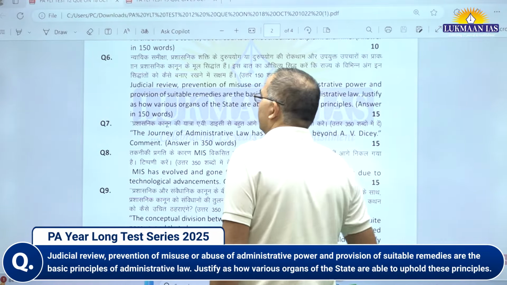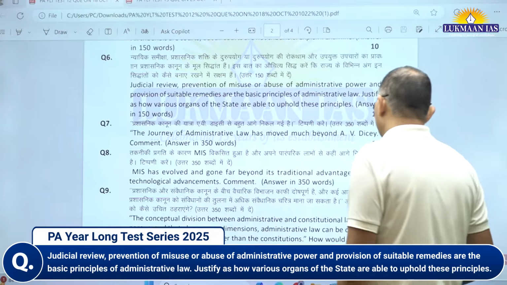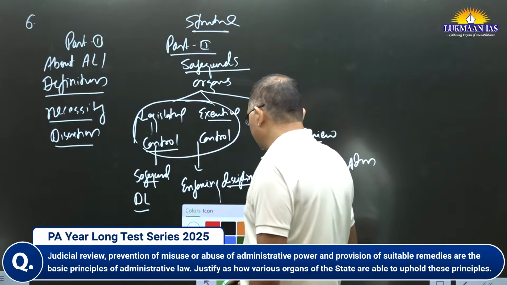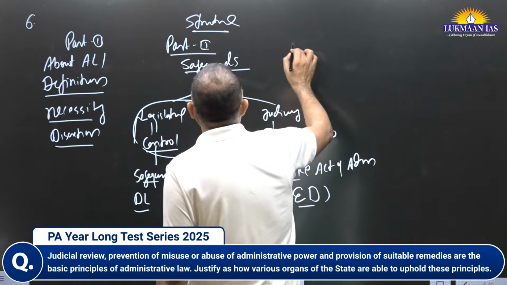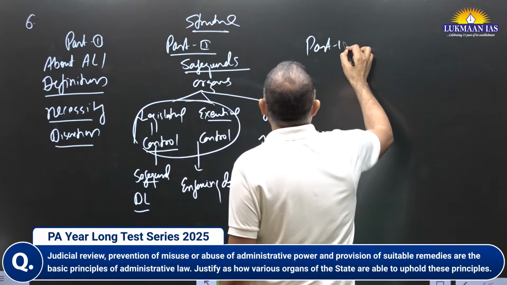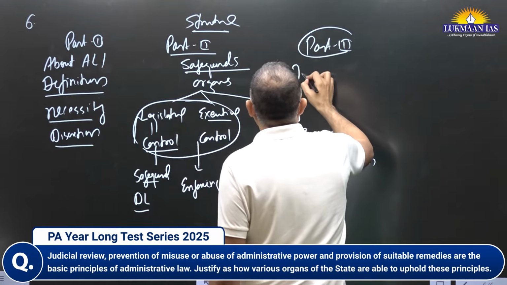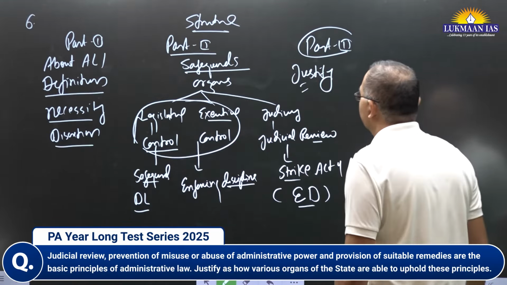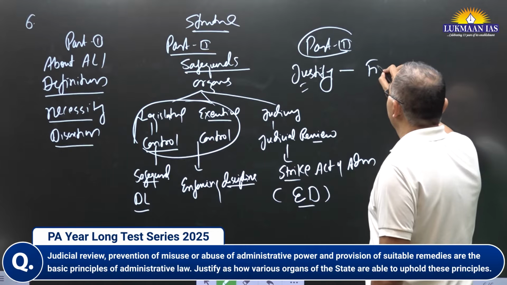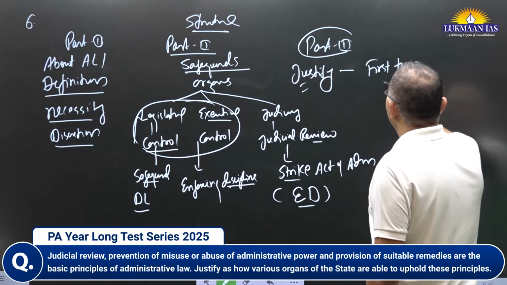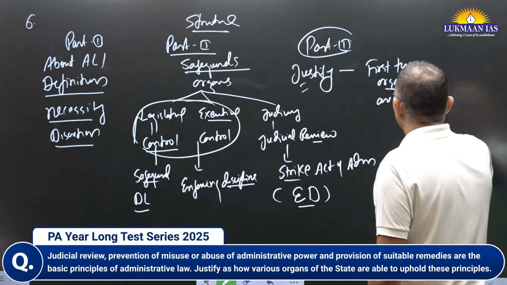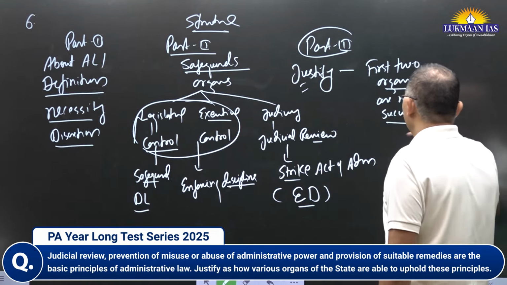We justify how various organs are able to uphold these principles. So then, you have to talk about the justify part. When we write the justify part, in that we can say that the first two organs are not as successful.